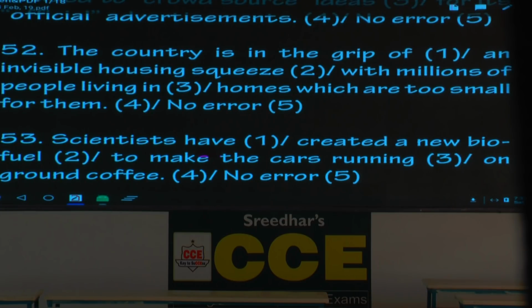Homes which are too small for them. To them. No, for them is also acceptable. But here, please change which to that. See, they are not comfortable for them. They are not big enough for them. We say for them. No error over there. But strictly speaking, now listen carefully. British English, there is no difference between that and which, according to one source.